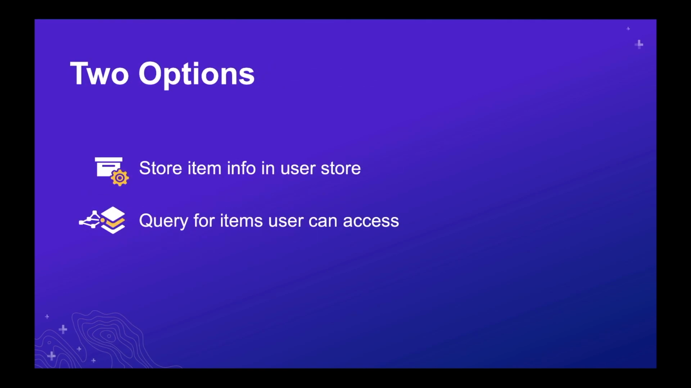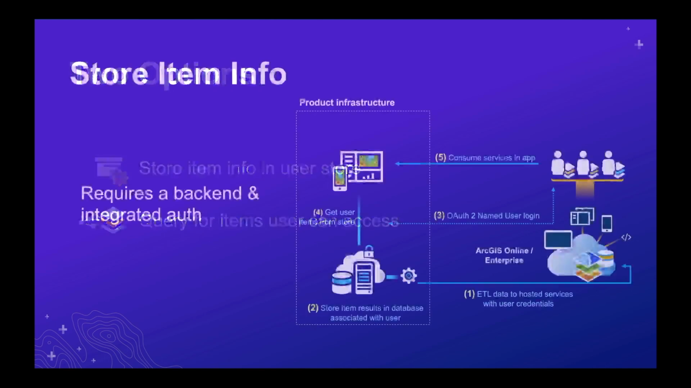So there are really two options here. One is to store item info in your own user store, and the second is to use a pretty robust query API to search for items that the user can access. And we'll talk about each of these.